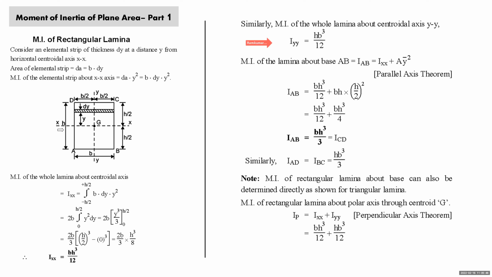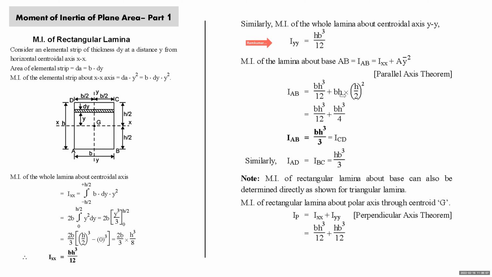Similarly, we can prove that the moment of inertia of this rectangle about centroidal axis yy is hb cube by 12. And the moment of inertia of this lamina about AB can be obtained once Ixx has been derived. You can find IAB by using the parallel axis theorem. So what will be the moment of inertia about AB? Ixx plus A y bar squared. Ixx is bh cube by 12.